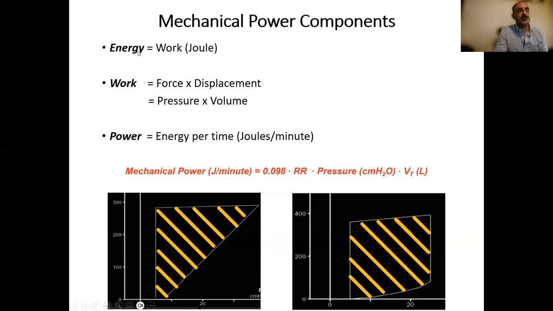Usually energy is described as work in physics, and that's measured in joules. So energy or work are synonymous. We can use either one of them. Work is basically force causing displacement, where the force is the pressure the ventilator is giving, and the displacement is how much tidal volume is going in and through the lung. The word power is basically the energy per unit of time. So in our case, it will be joules per minute.